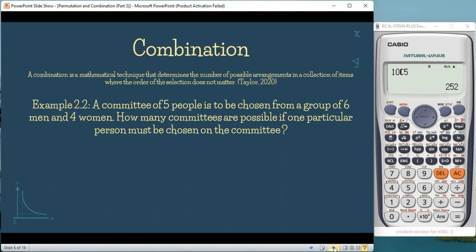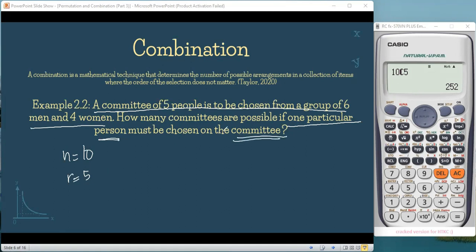chosen on a committee? So para po ma-solve natin ang problem na ito, kailangan po nating maintindihan yung whole situation. So dito po sa first statement natin, meron daw po tayong 10 objects. And kailangan daw po ng isang committee na may 5 na tao. Pero dito po sa part na 'to, may one particular person daw po na sure na dapat nakasama sa committee. So ibig sabihin po, magbabago po itong condition natin na ito.